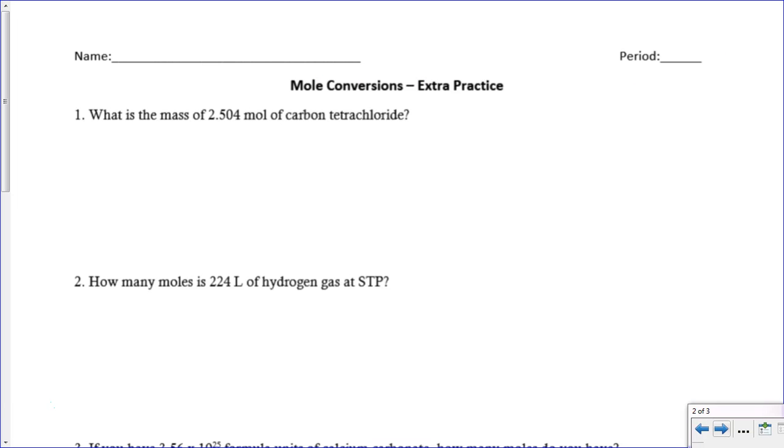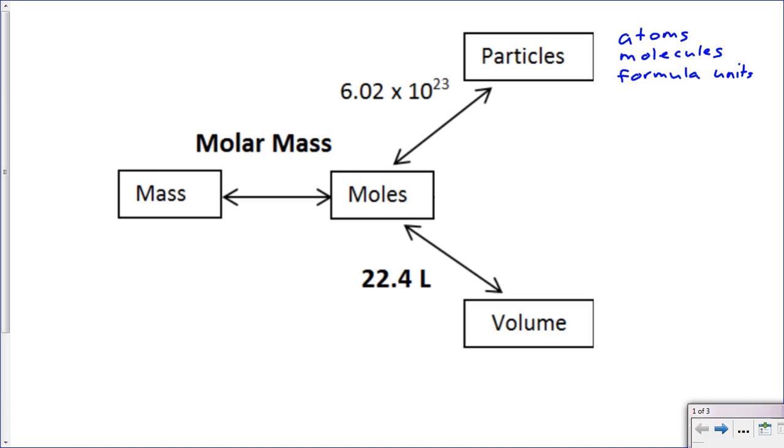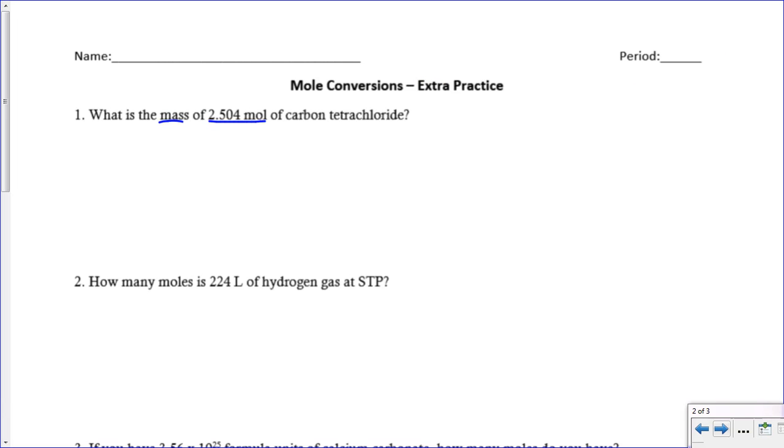So on this first problem, it says, what is the mass of 2.504 moles of carbon tetrachloride? Okay, so first, we're going from moles, what we're given in the problem, to mass. Looking back at our flow chart, going from moles to mass is a one-step conversion. We use the molar mass as the conversion factor. Then you have to remember, you get the molar mass from the periodic table.